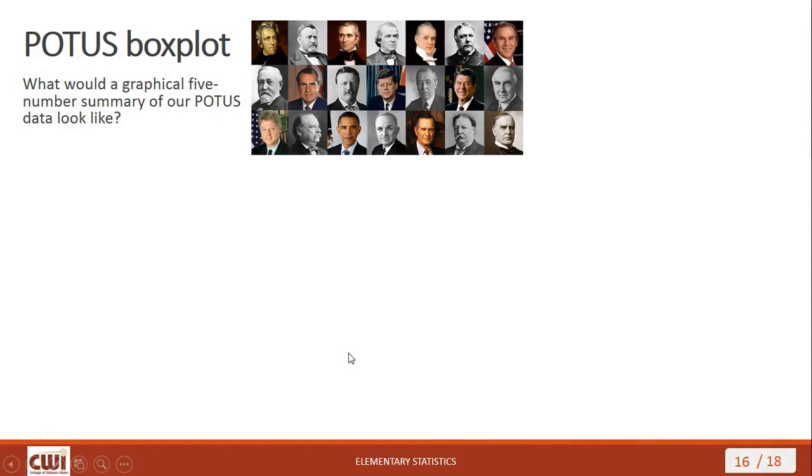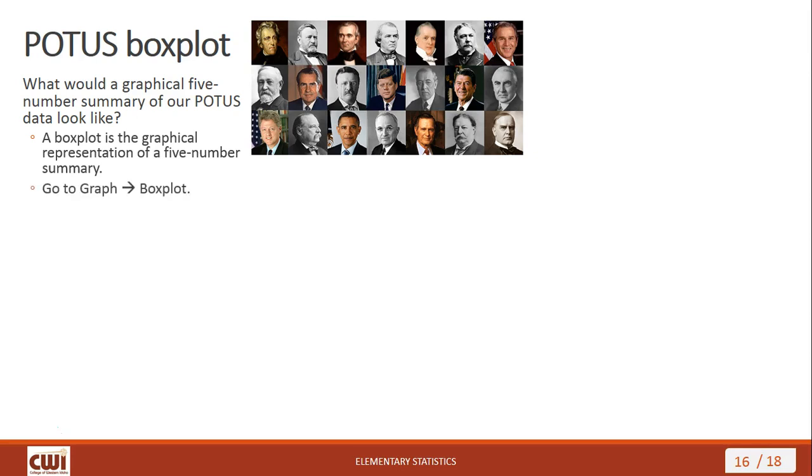Let's look at an example of making a box plot, again with our Presidents of the United States files. What would a graphical 5-number summary of our POTUS data look like? Remember, the box plot is simply a graphical representation of the 5-number summary. We can make box plots in StatCrunch. We just go to Graph and then Box Plot.